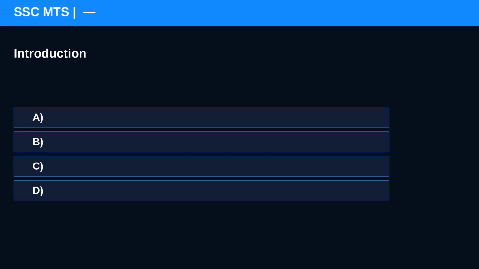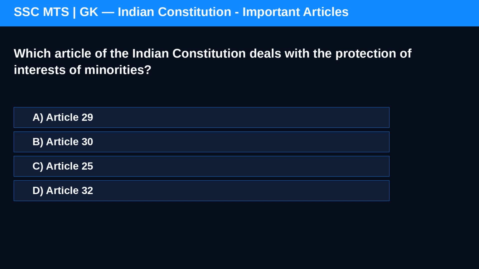The Indian Constitution contains numerous articles that define the structure, powers, and functions of the government, along with the rights and duties of citizens. Familiarity with important articles is crucial for understanding Indian polity and governance, and is frequently tested in the SSC MTS exam. Key areas include fundamental rights, directive principles of state policy, powers of the President and Parliament, and provisions related to states and union territories.